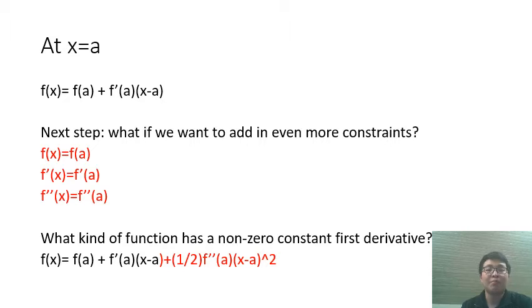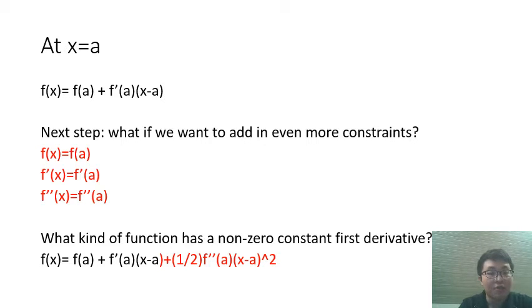What if we add in even more constraints? So we had a first order derivative. What if we want the second derivative of our approximation to behave the same as the function behaves at x equals a? So our third constraint will be f double prime x should be f double prime a.